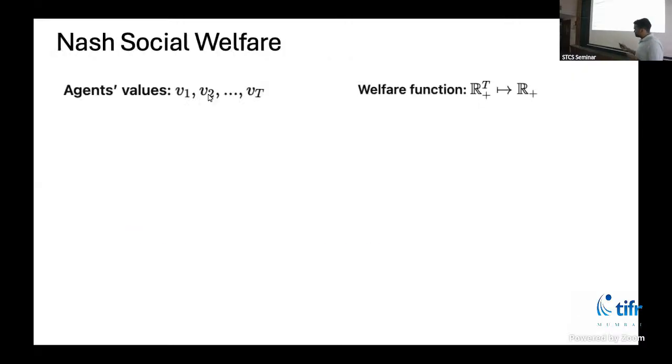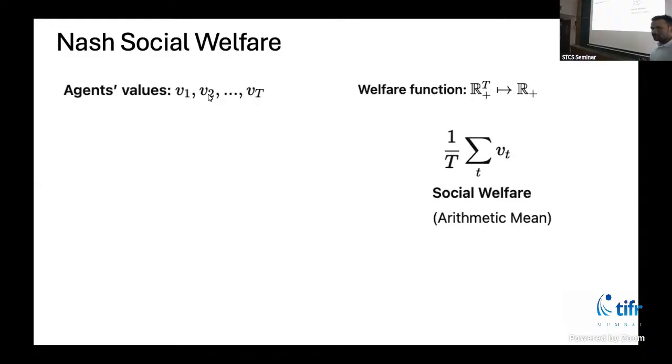Okay, so let's focus on the Nash social welfare. So there are T agents. They have values V1 to VT. In our case, think of the values as expected rewards, right? A welfare function takes this sequence, which are positive numbers of length T, and gives a scalar value, which is also a positive number. That's a welfare function. So one welfare function we have seen is the average of these values, which is called social welfare. Just take the arithmetic mean, right?